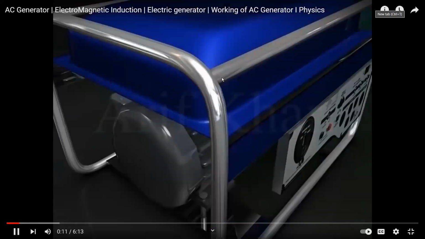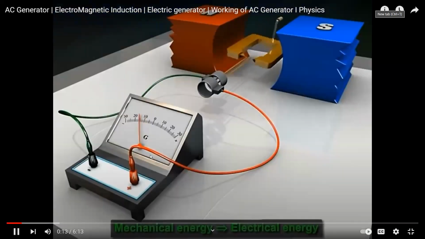Yes, sir. This is an AC generator. Now what's happening is we're rotating the coil. Who is rotating the coil? Not the magnet. We are the one rotating the coil, right? Because the coil has no power supply. Is that clear? So who is rotating the coil? Yes, sir. We are.